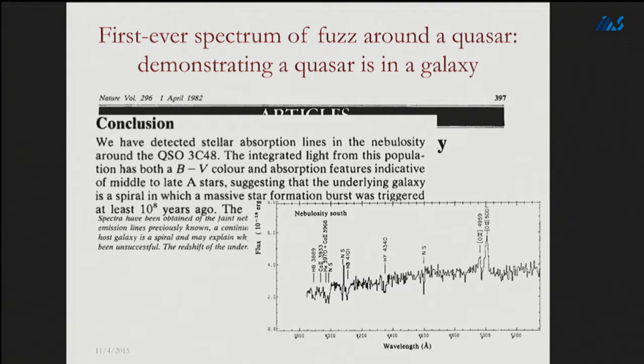They got the spectrum. There's the spectrum, H gamma, H delta, H8, and so on, right? And so they pointed out that this was an underlying galaxy, a spiral in which a massive star formation burst was triggered at least 10 to the 8th years ago. It's a classic E plus A spectrum.